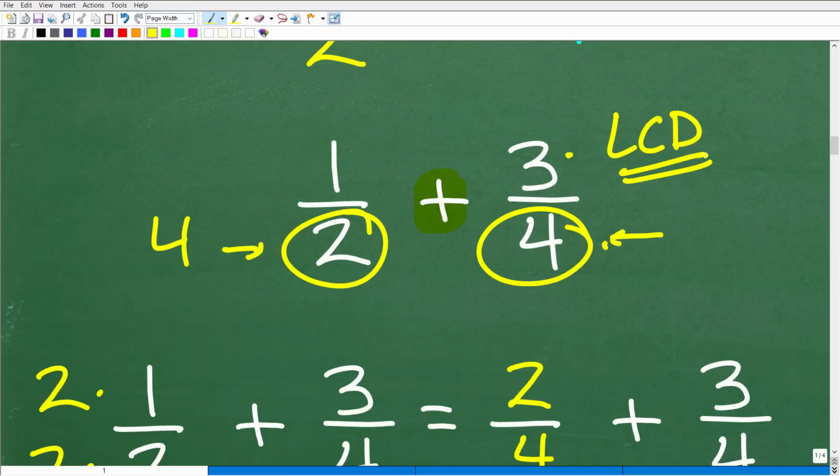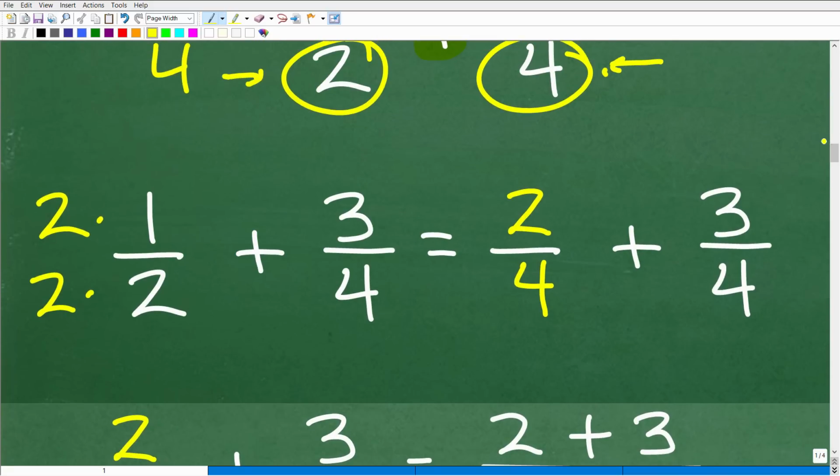Okay, so the LCD here is 4. How we get that is a separate discussion. Hopefully you recognize that. But basically what we can do is fix up this problem. We have 1/2 plus 3/4. I want to change this 2 into a 4. So how can I change a 2 into a 4? Easy, I just multiply it by 2, right?